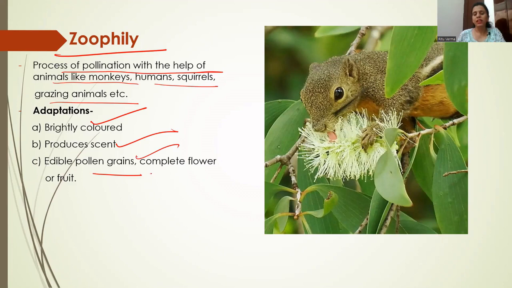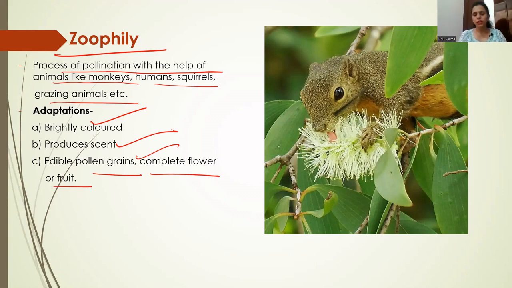Okay, and sometimes the complete flower or the fruit. Okay, that means sometimes only the pollen grains are edible, and sometimes the complete flower or the fruits. Okay, when the flower changes into fruit, even the fruits are edible. Okay, so in order to get a reward in the form of food, in the form of edible pollen grains, flower, fruit, or nectar, these animals move towards the flower.